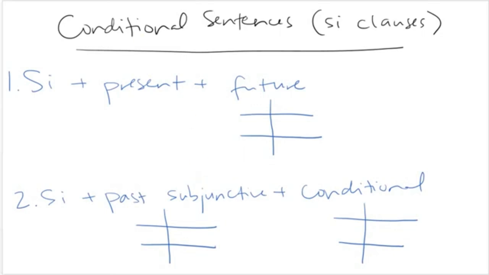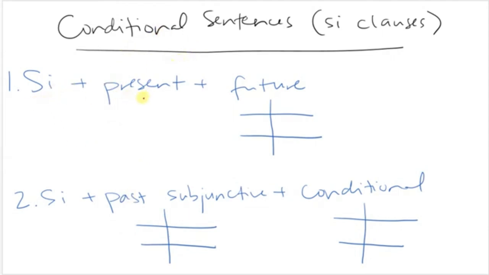Chicos y chicas, today we're going to be doing a super fast, super easy video, conditional sentences. Conditional sentences are also known as si clauses. And remember, sí when it has an accent means yes, but si when it does not have an accent means if. So all of these are going to be if statements. And they're called conditional sentences because the outcome is conditional or dependent on something else. So there's two different types of conditional sentences or si clauses.